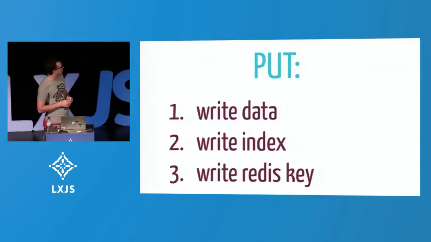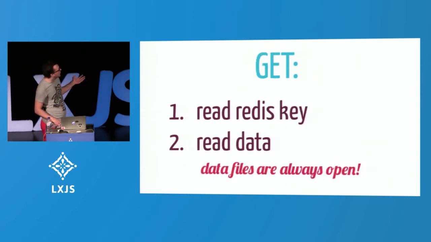This is how a PUT request happens. We write data to big data files, write to our index on disk, and write the Redis key, and then we return success to the client. So a subsequent GET request can read the Redis key from memory without any disk involved, and can read data from disk with a single syscall, like, I guess, pread. And we keep all data files always open, so we don't have to open them again for each request.